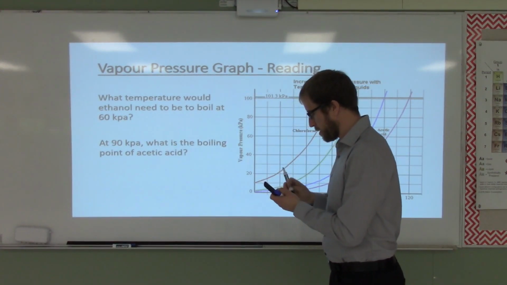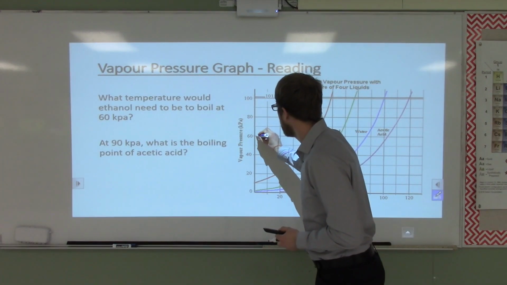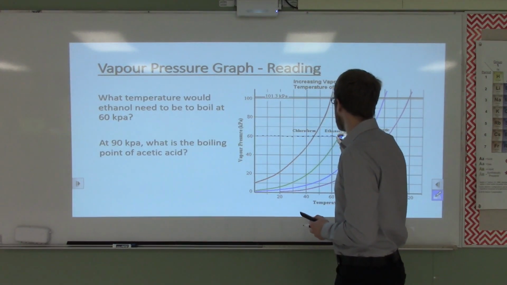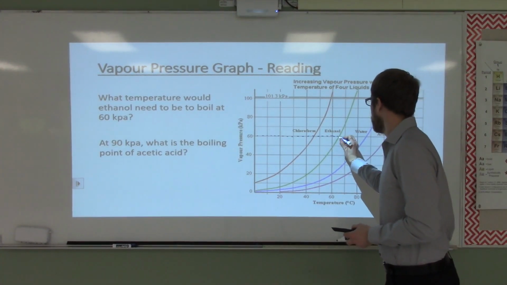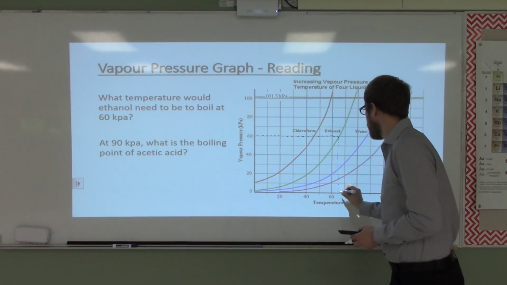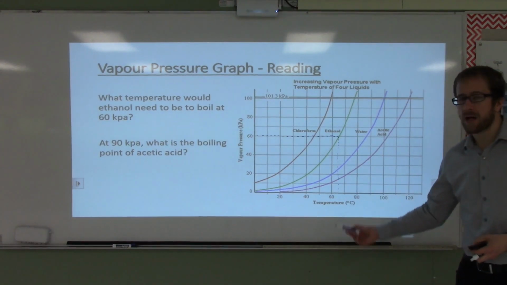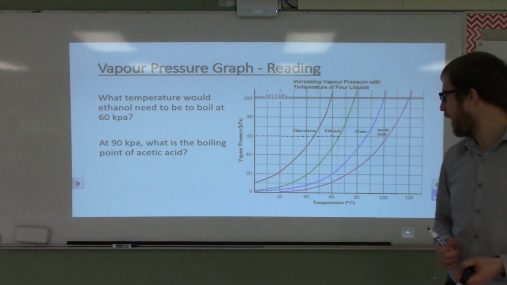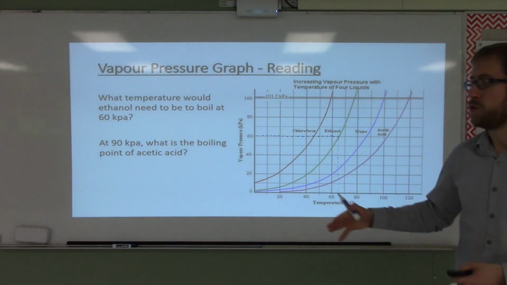So if we trace, I'm going to use a different color here. If we trace across to ethanol, and then we trace down to our temperature, we find that we're going to need a temperature of approximately 65 degrees Celsius for our ethanol to boil.